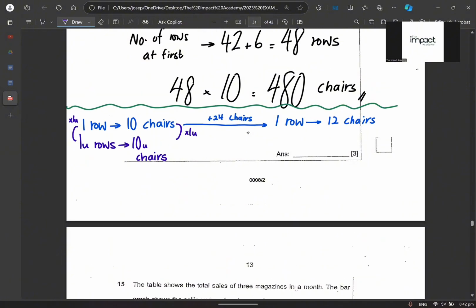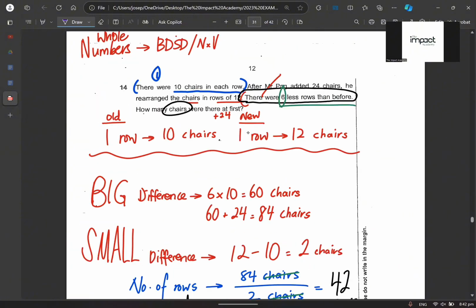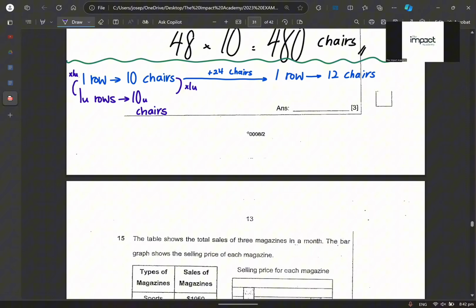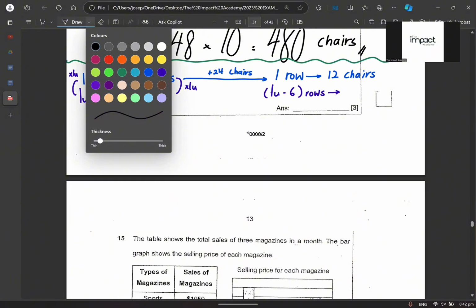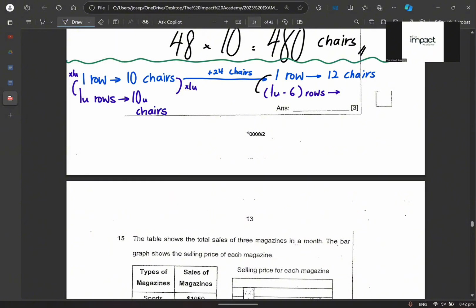Now, the question says that there were how many? 6 fewer rows than before. So how many rows are there over here? 1 unit minus 6. Am I making sense? 1 unit minus 6 what? Rows. Why do I do 1 unit minus 6? Because at first it's 1 unit, right? Now it's 6 fewer, right? So that's the reason why I have to do 1 unit minus 6. Make sense? My big question to you is how do I get from 1 to 1 unit minus 6? Obviously, I times 1 unit minus 6.